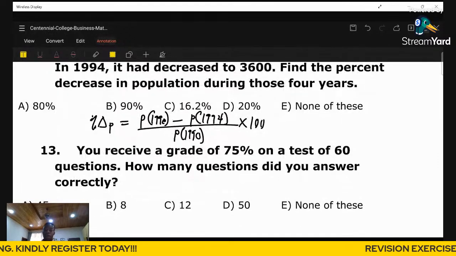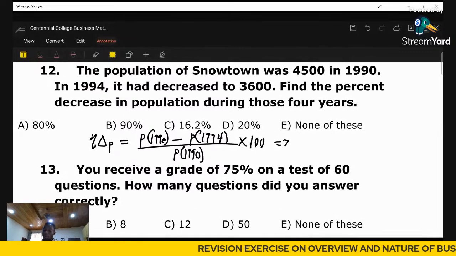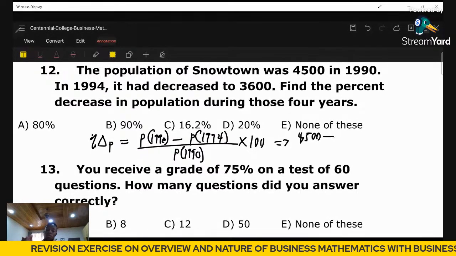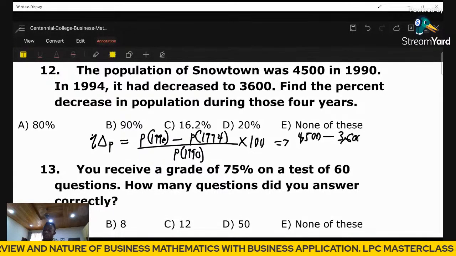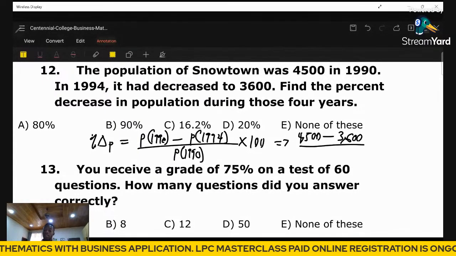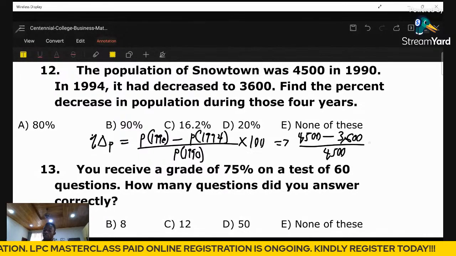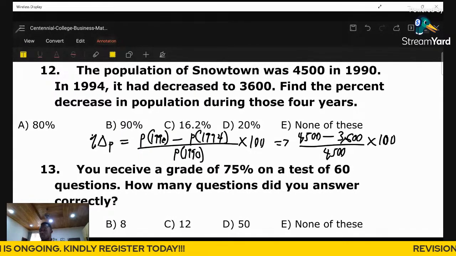Once you get this formula right, we can say that in 1990 our population was 4,500, minus what was in 1994, which dropped to 3,600, divided by the initial population in 1990, which was 4,500, multiplied by 100. Don't add the percentage sign yet. Just say multiplying by 100. After the final answer, you add the percentage to it.